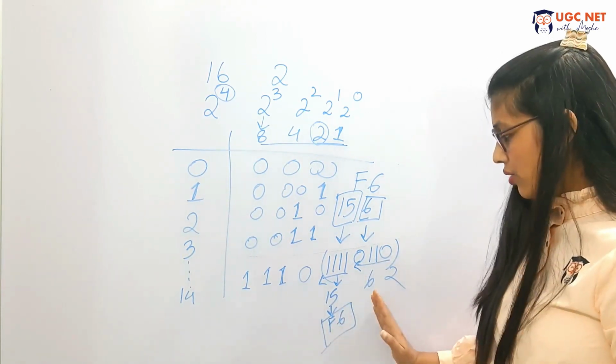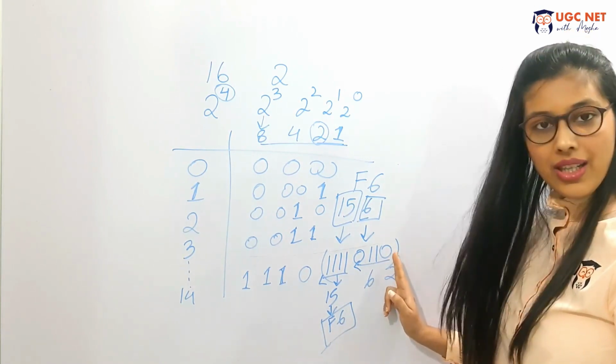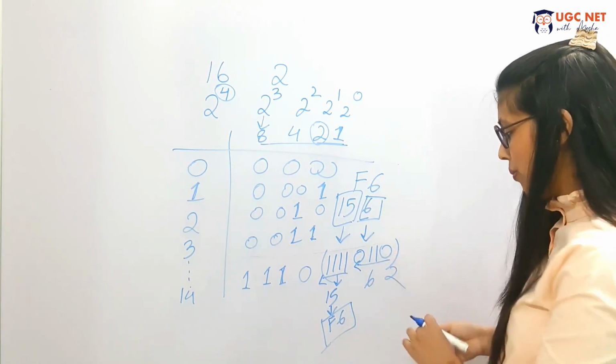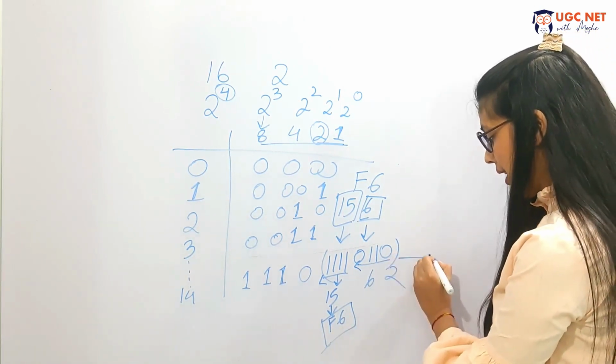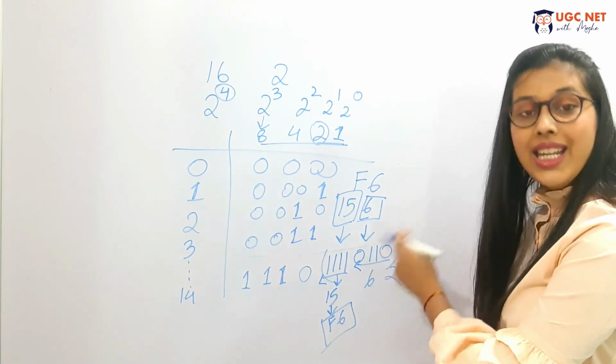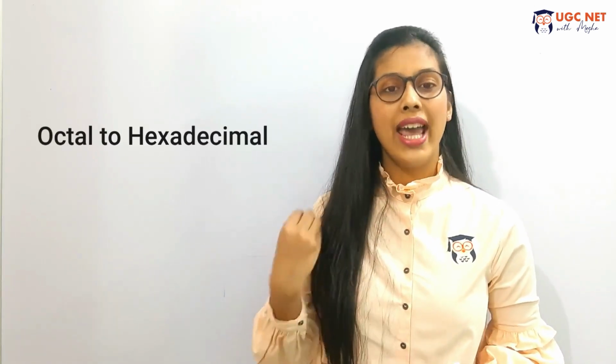And also you need to understand one more thing. If a decimal point is given, then for conversion the grouping after the decimal would start from the extreme left and move to the right. The next type of conversion that we are going to understand is from octal to hexadecimal.